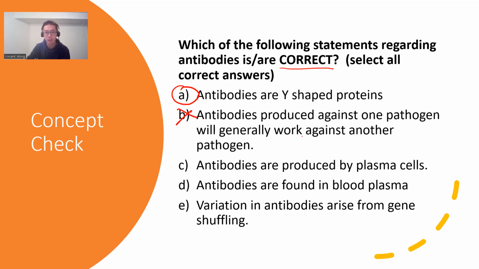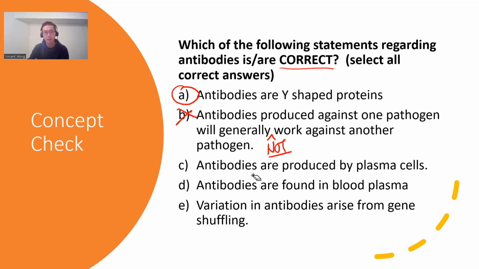B, antibodies produced against one pathogen will generally work against another pathogen. Not true. Will generally not work against another pathogen. The red antibodies you make are only good for the red bacteria. It's not going to work for like the orange virus, right? You need to fight orange virus, you're going to go through the whole process again and make orange antibodies. So generally, the antibodies you make for one thing is only good for that thing. But as you will see, there are sometimes exceptions.